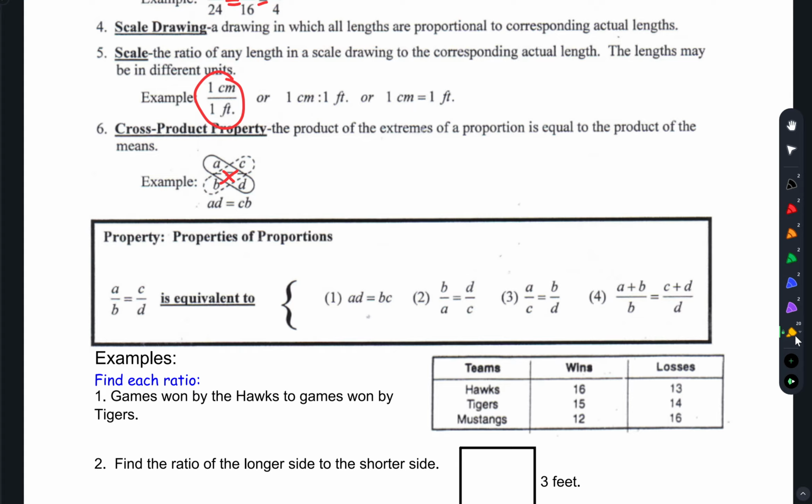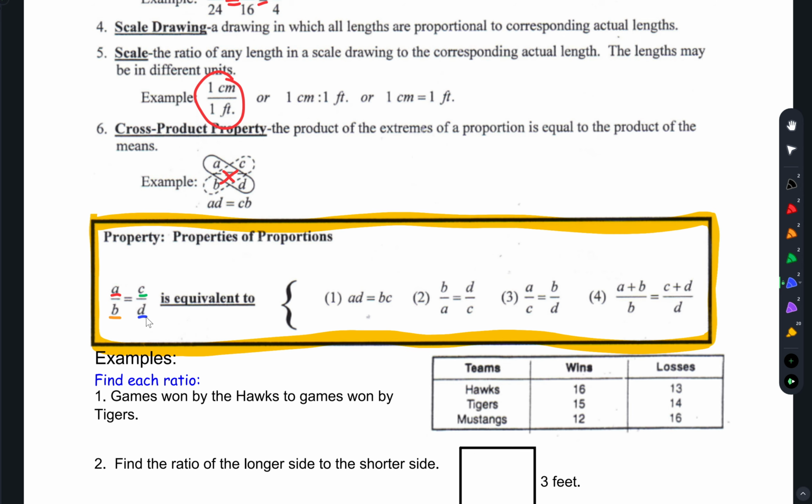What is maybe new for us is this box right here. This is properties of proportions. I don't think this is something you necessarily need to have memorized, but it is useful to have all of these things in your back pocket. I'm going to color code this just a little bit. So if I have this fraction, A over B equals C over D. So say you write this proportion.